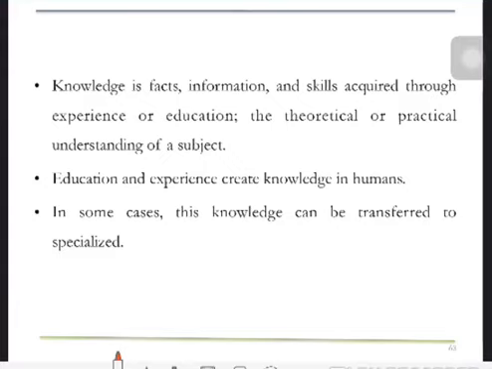Knowledge is facts, information and skills acquired through experience or education. So we can get knowledge through experience or through education. The theoretical or practical understanding of a subject.